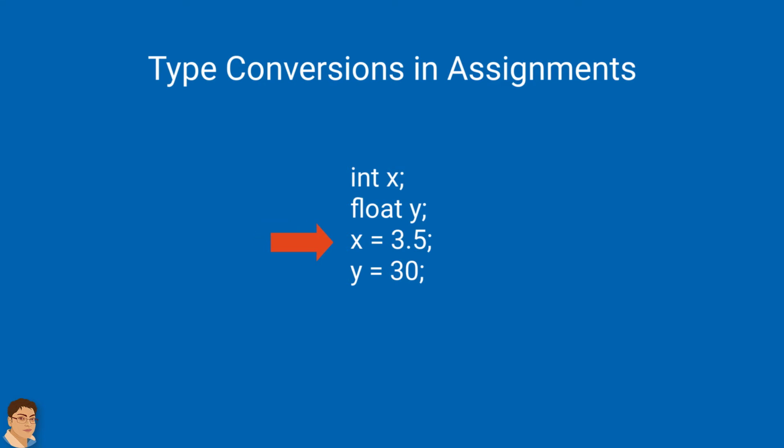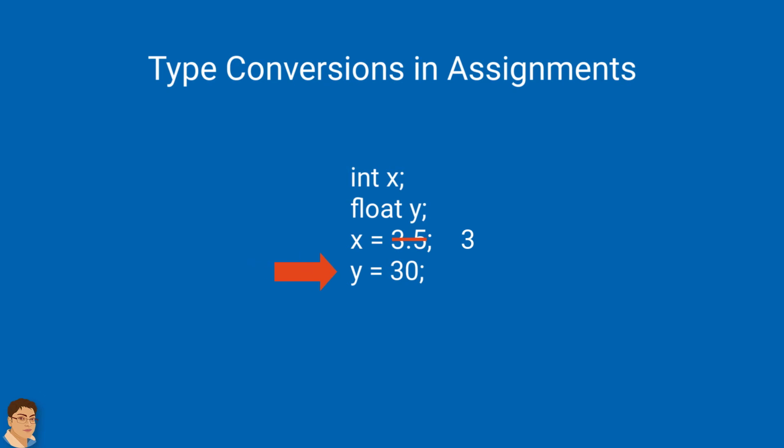Here, in the first assignment statement, though the expression's value is a float, it cannot be stored in x since it is an int. In such a case, the float is demoted to an int and then its value is stored. Hence, 3 is stored in x.